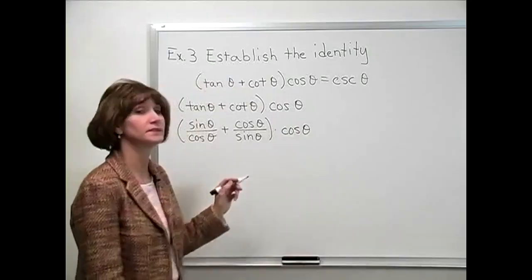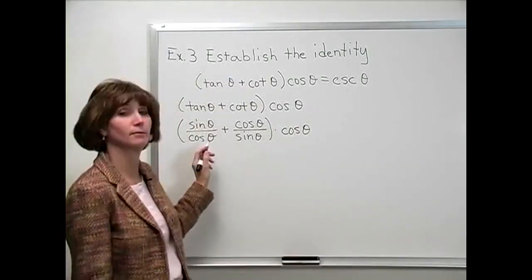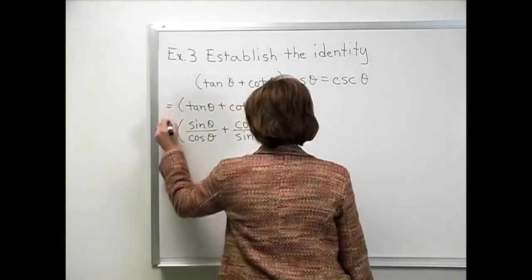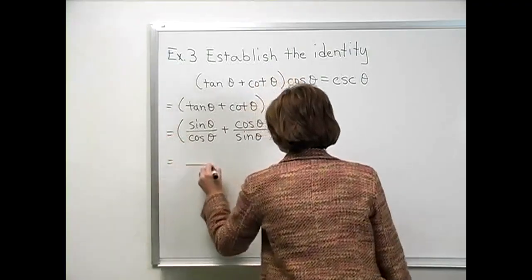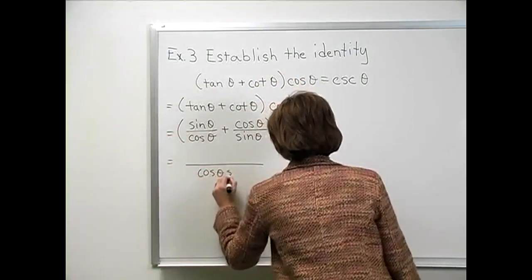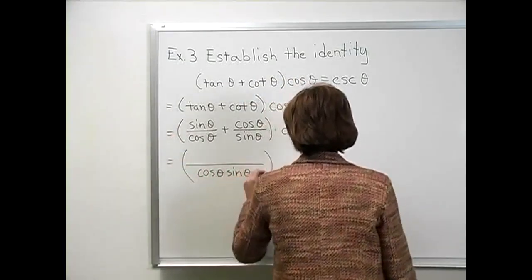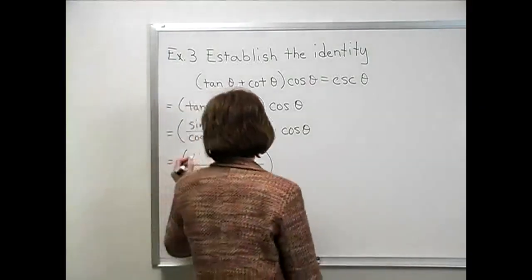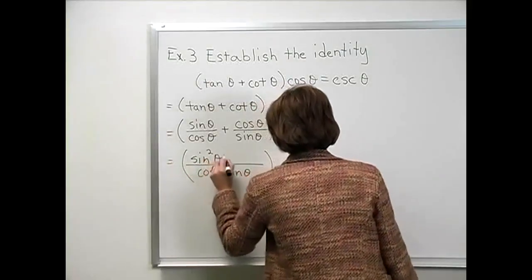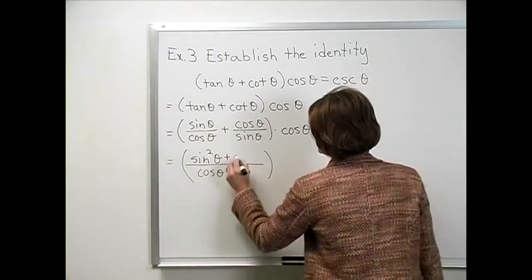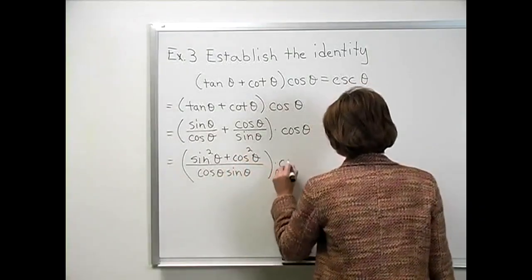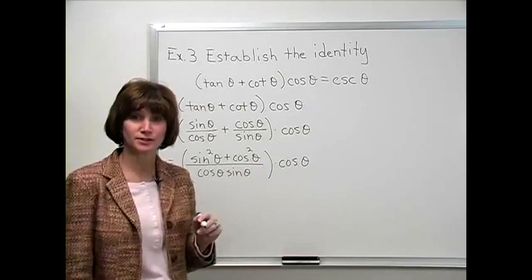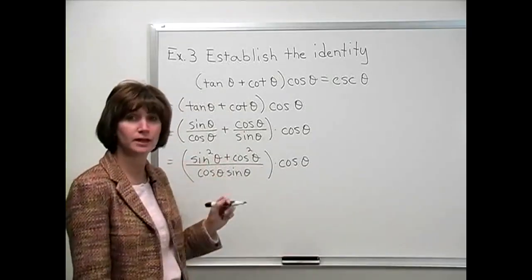Now inside the parentheses, I want to add those terms together, so I need to get a common denominator, which of course is cosine theta sine theta. Which means that I'm multiplying numerator and denominator here by a sine theta, so I get sine squared theta for the first term, and here I'm multiplying by a cosine theta, so I get cosine squared theta. Look at the numerator, sine squared theta plus cosine squared theta. That should be familiar to you. That equals 1.